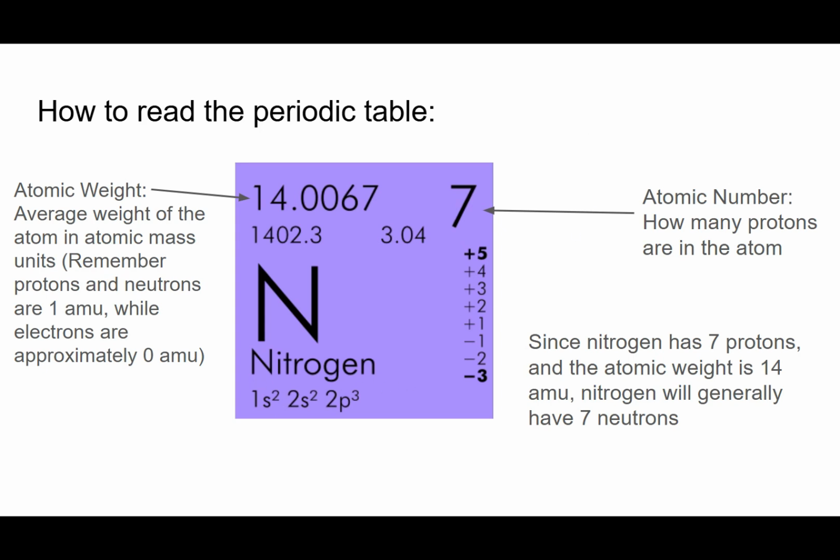The second number that's super important to know is the atomic weight. This is the top left. It's the average weight of the atom in atomic mass units. So remember, protons and neutrons are 1 atomic mass unit, while electrons are essentially 0 atomic mass units. Since nitrogen has 7 protons and the atomic weight is 14 atomic mass units, nitrogen will generally have 7 neutrons.